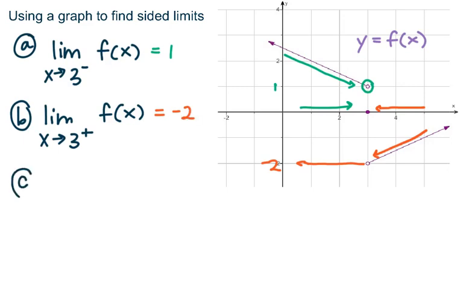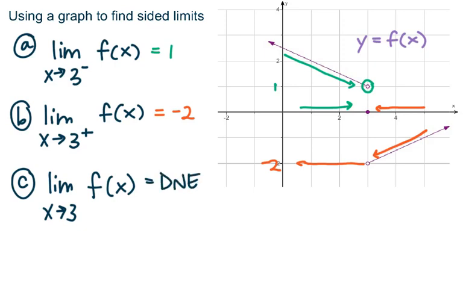So further, we could say the limit as x approaches 3 of this function does not exist. And the reason it does not exist is because the left-hand limit and the right-hand limit do not match. If I were to ask you for part D to tell me the function value, what is f of 3? So the function value, right here, we have an ordered pair at 3, 0. That function value is equal to 0, the output of the function.